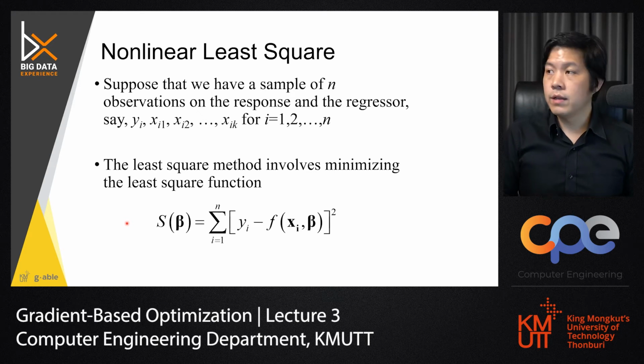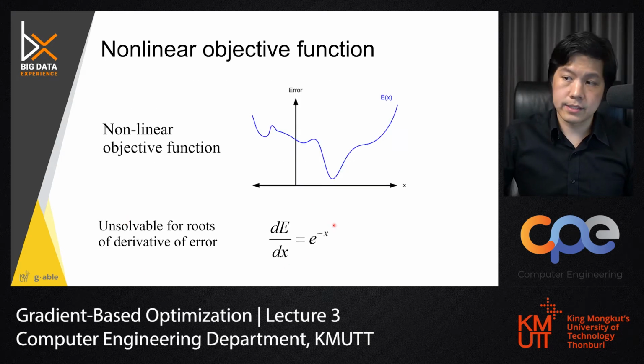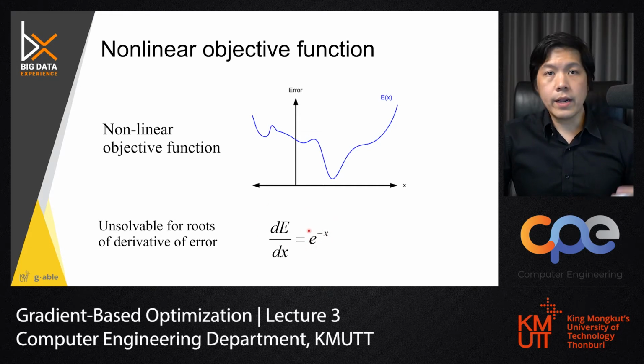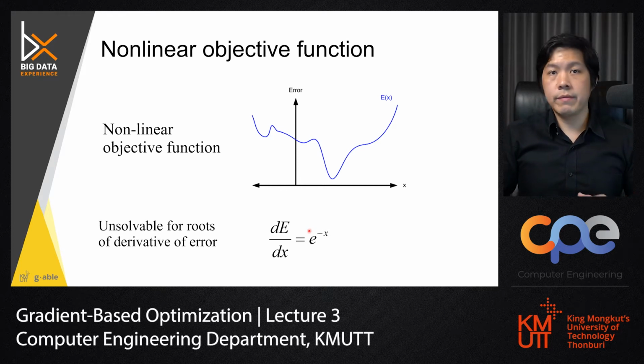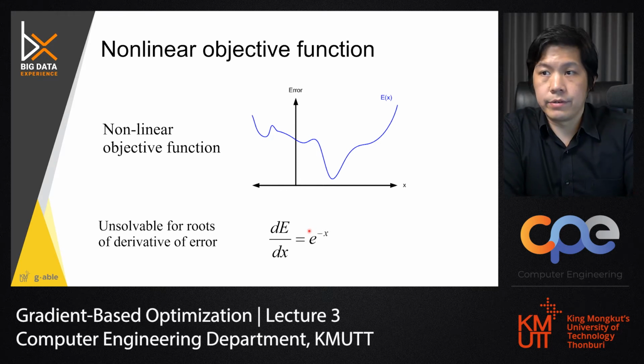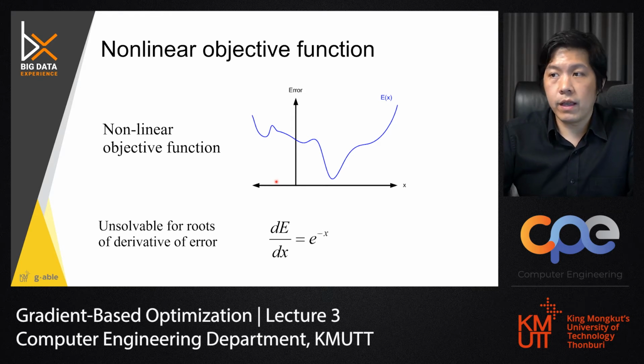That's simple. Okay, but if it is a nonlinear function, for example, something like e to the minus x, no matter how many times you take the derivative of e to the minus x, it will stay the same, right? So this is an unsolvable route, or sometimes the objective function can be nonlinear. And that means you cannot use a simple derivative because there might be multiple local minima here.